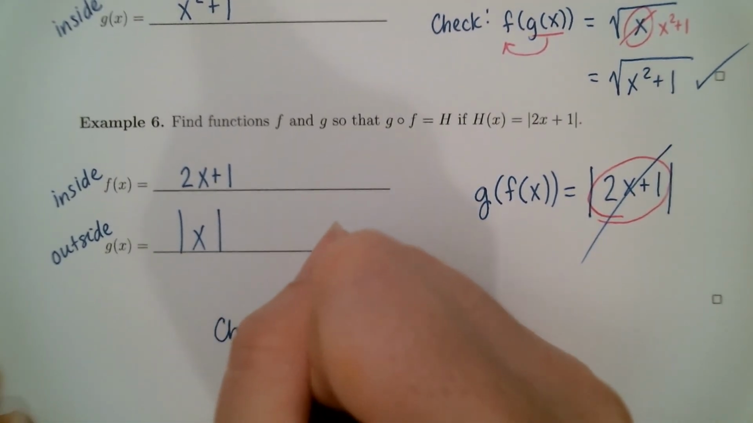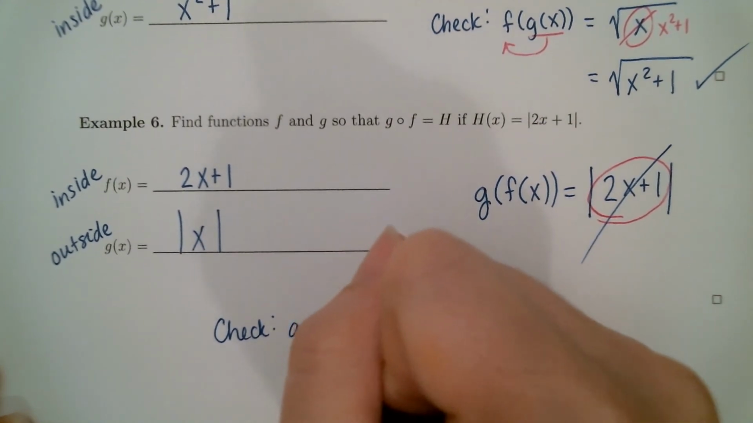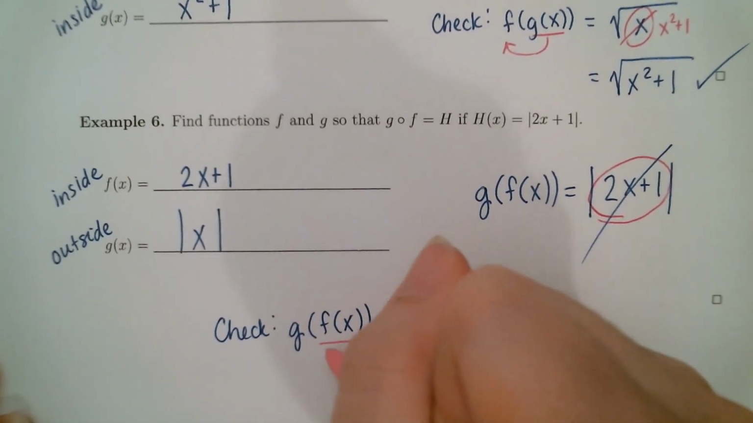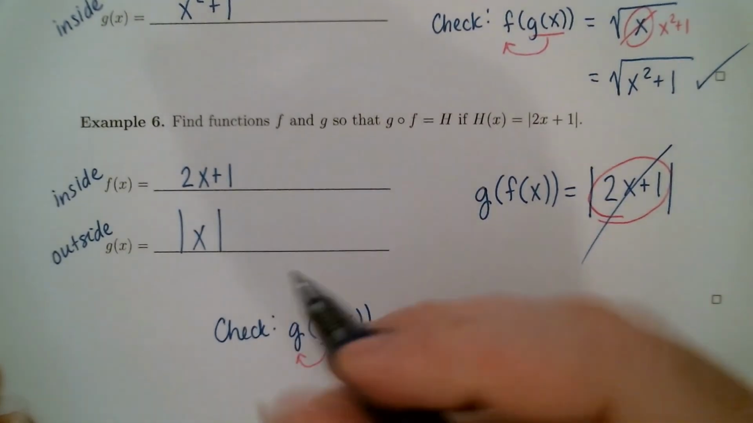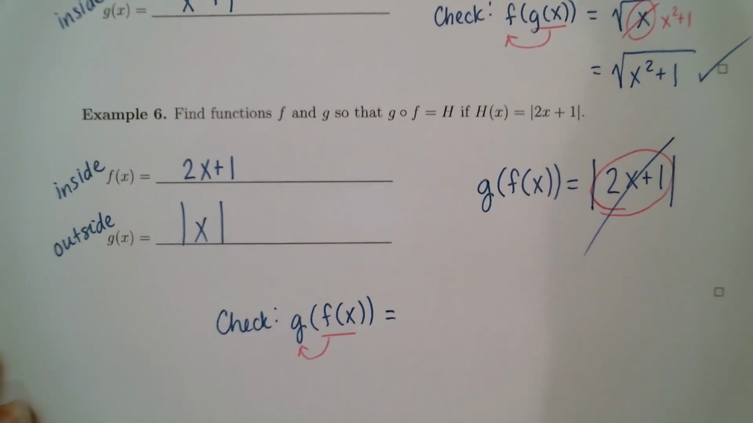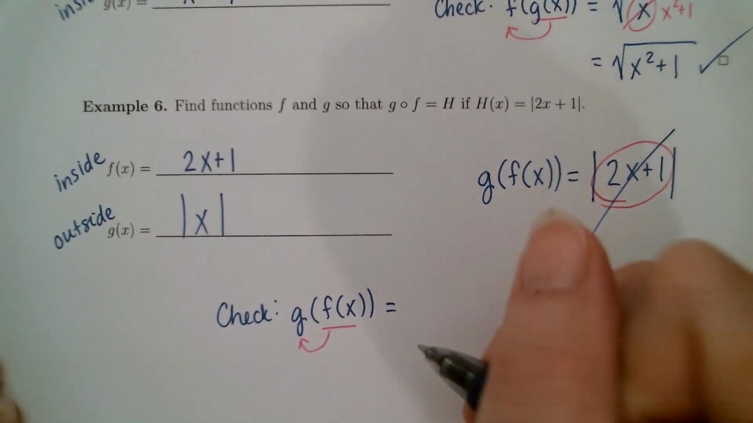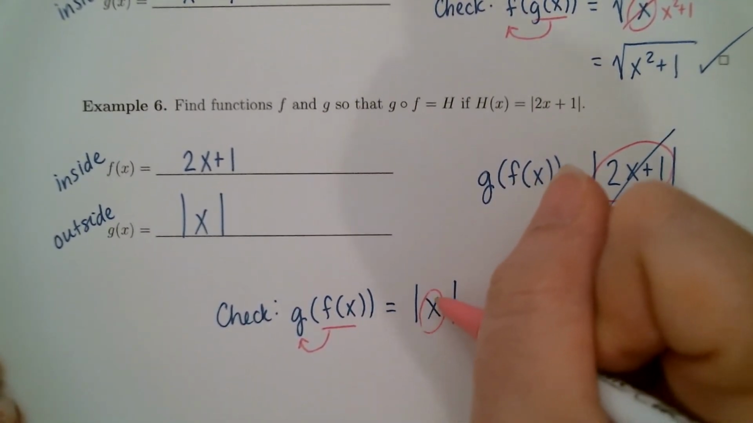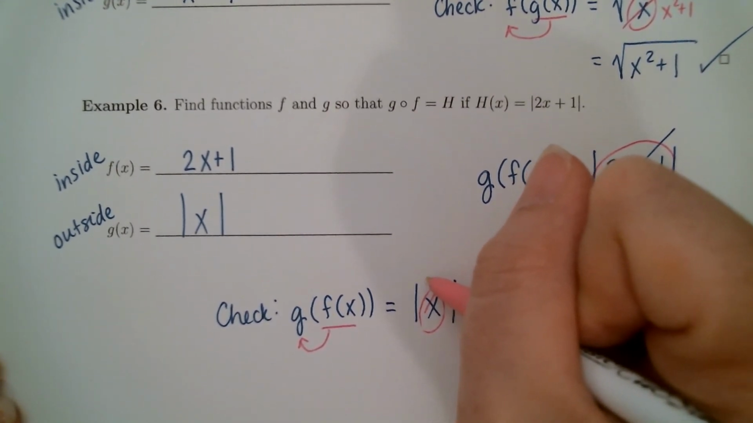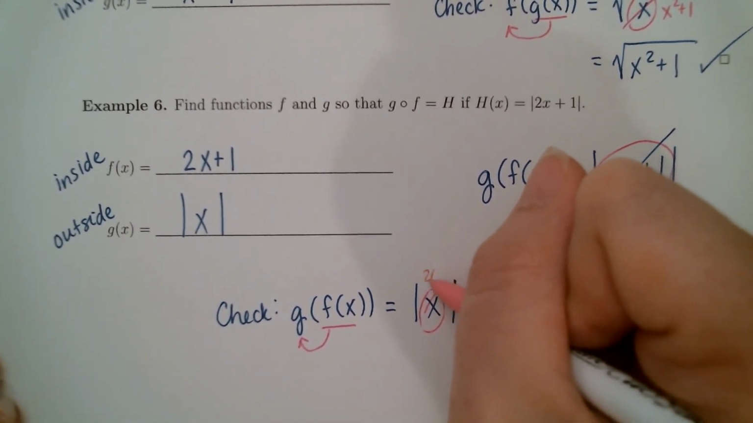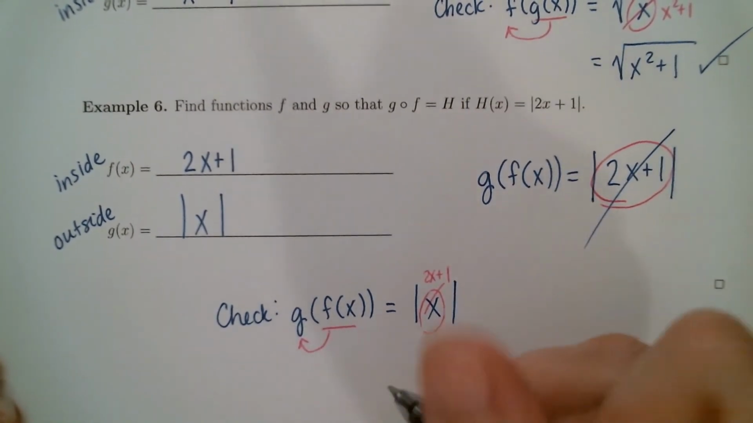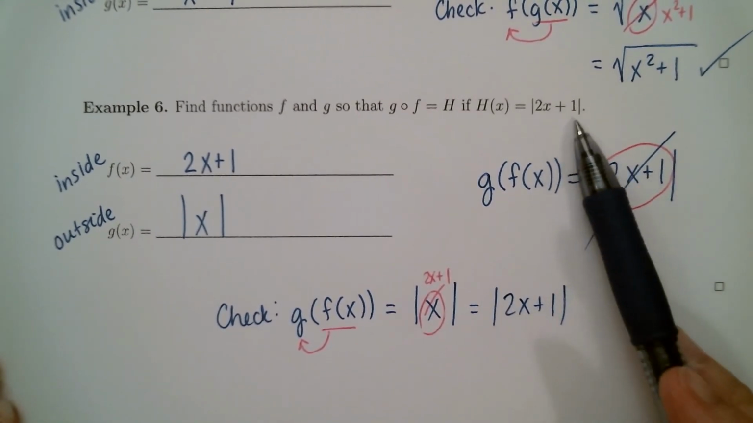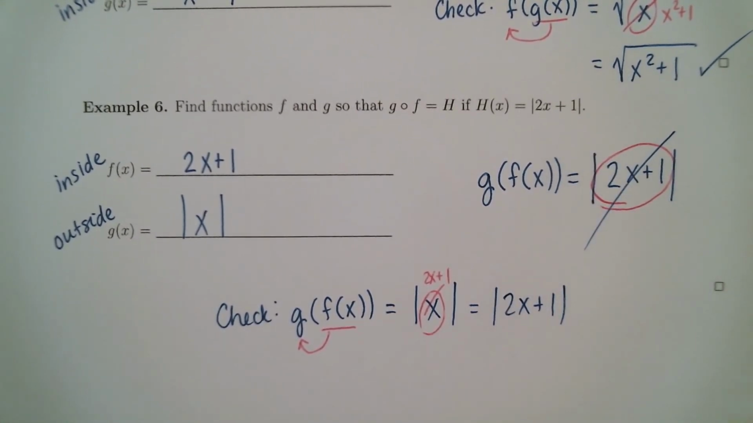And you can check yourself. If I form g of f of x, I am plugging f into g. So I am going to write down the g function, the outside function. That's absolute value of x. And now I'm plugging in f of x. So wherever I see an x, I need to replace it with f of x, which is 2x plus 1. So I end up with the absolute value of 2x plus 1, which is what I was trying to break down. And that's it for section 6.1.